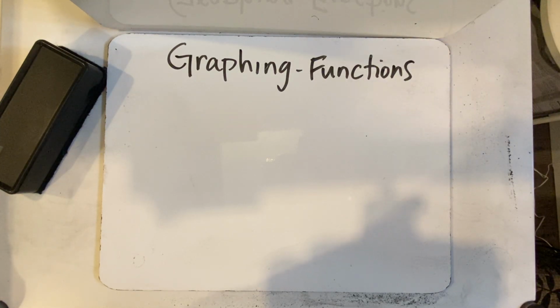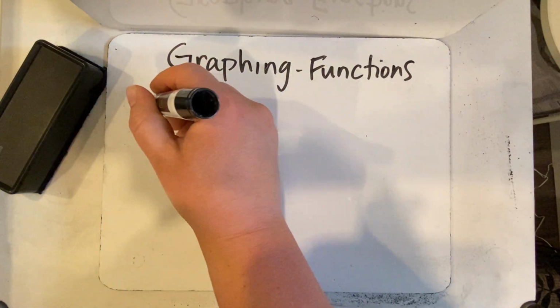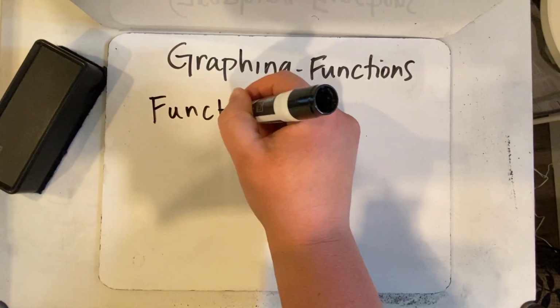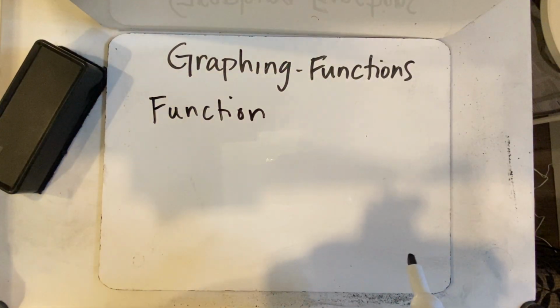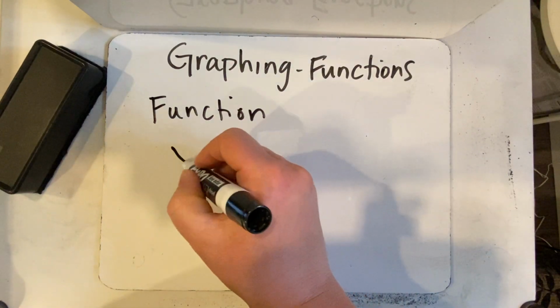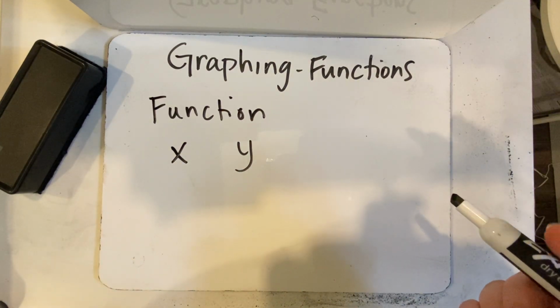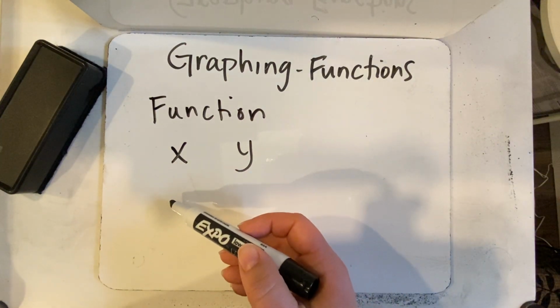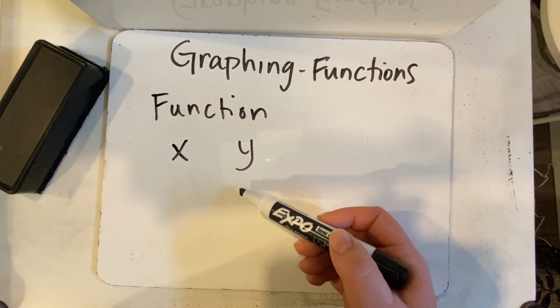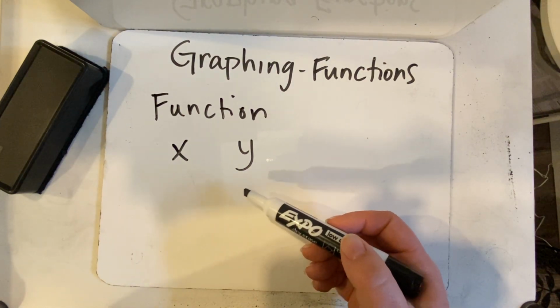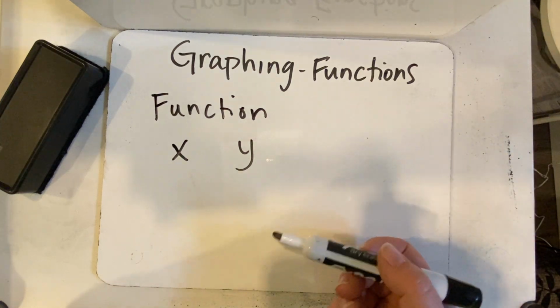All right, the last lesson of the year deals with graphing functions. So this kind of brings everything that we've learned in algebra together into one spot. A function is a rule that relates two variables. In this case, it's going to be x and y. Basically, a function says that any value of x has only one corresponding value of y. Okay, so what does that actually mean?